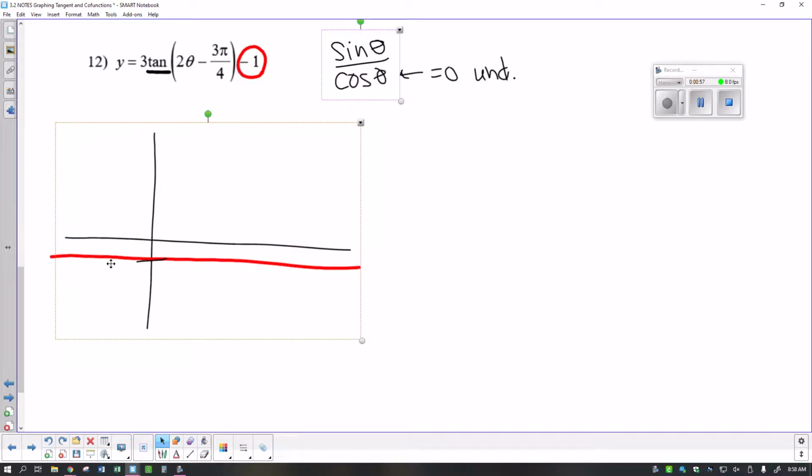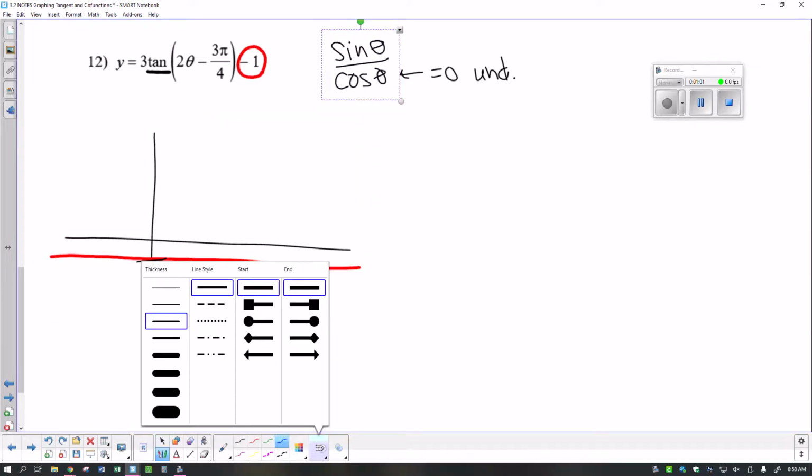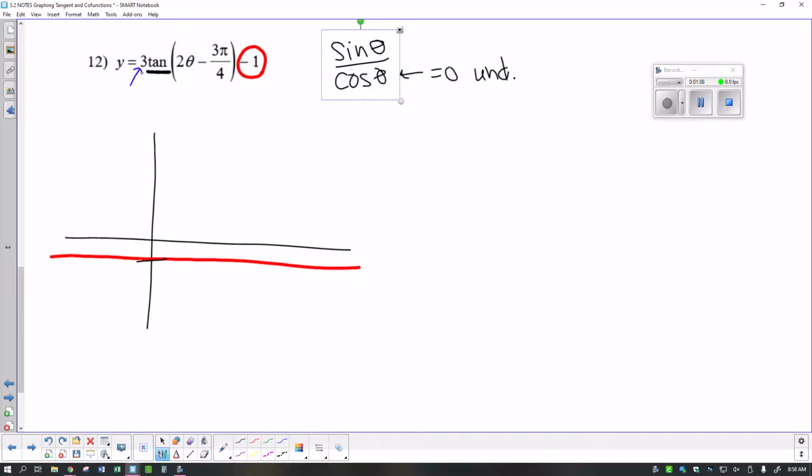Then the other thing that you want to take into consideration, and this really only is an issue when you are graphing our ghost function, is that 3. So I want 1, 2, 3 above and 1, 2, 3 below. That really doesn't affect our tangent function because remember our tangent function amplitude is non-applicable because it keeps on going off into positive and negative infinity. So we've taken that into consideration.